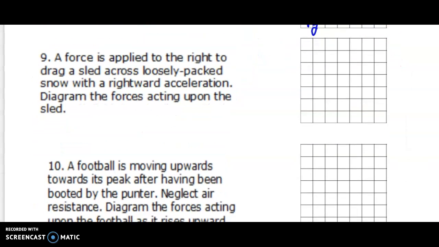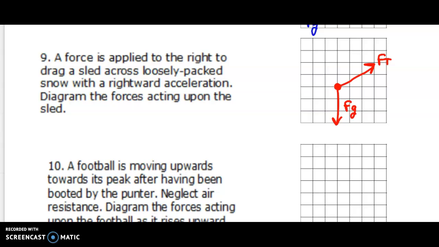9 says a force is applied to the right to drag a sled across loosely packed snow with a rightward acceleration. Diagram the forces acting upon the sled. Now, most of the time when you pull a sled, you pull it sort of diagonally up like this, so we'll call it force of tension, thinking that you're going to use a string to pull it. And so here's a force of gravity like that.